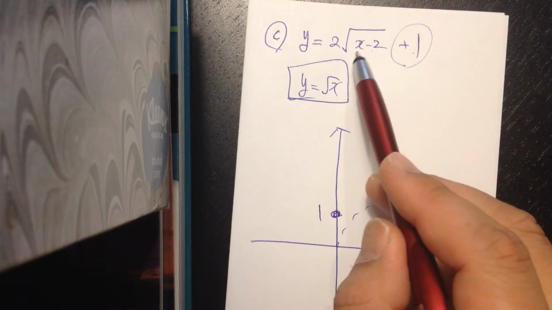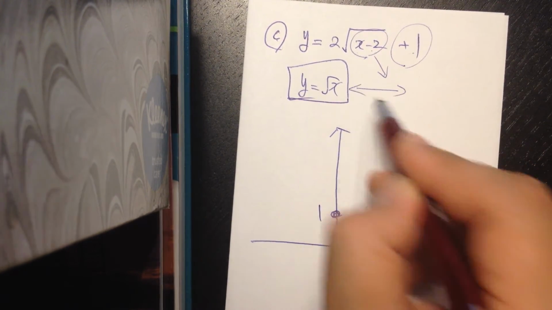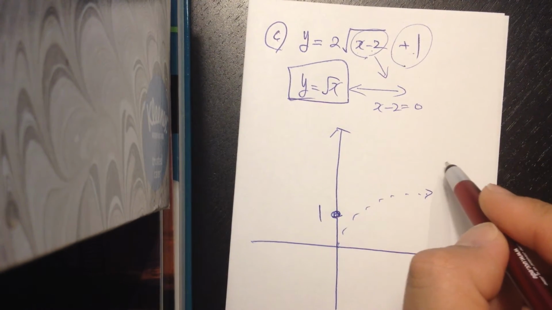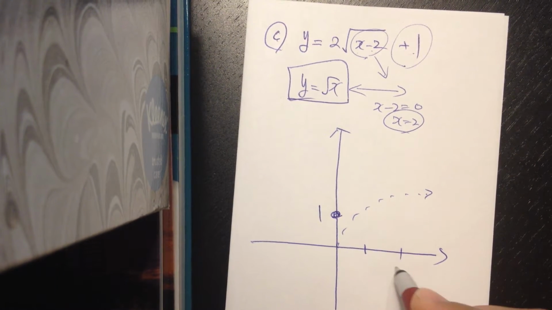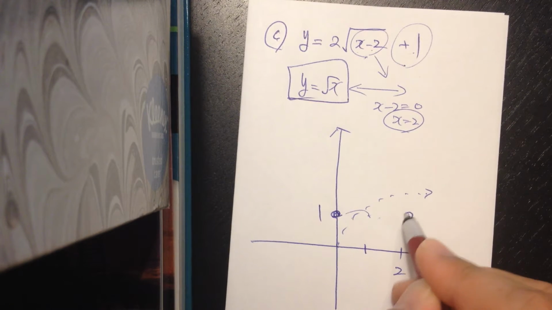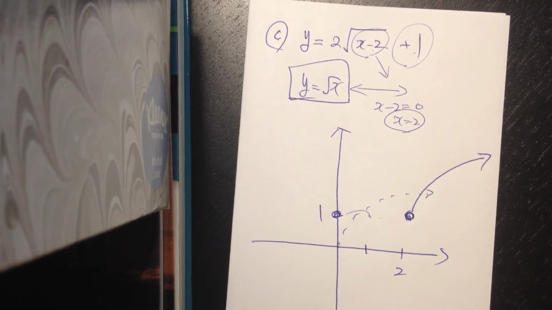Now, x minus 2 really means, again, the horizontal shift. How do we figure it out? We set it to 0. So therefore, we say x equals 2. That means we're going to move 2 units to the right. So therefore, we have something like this.